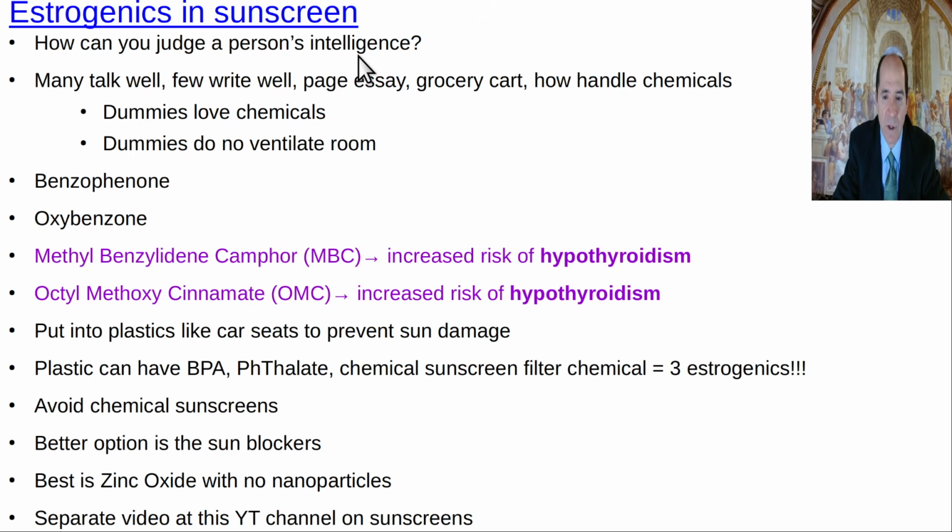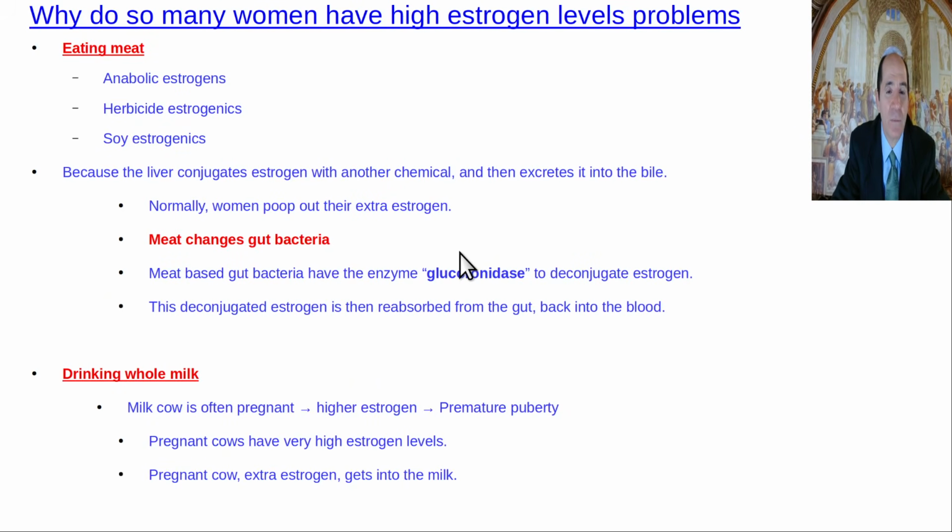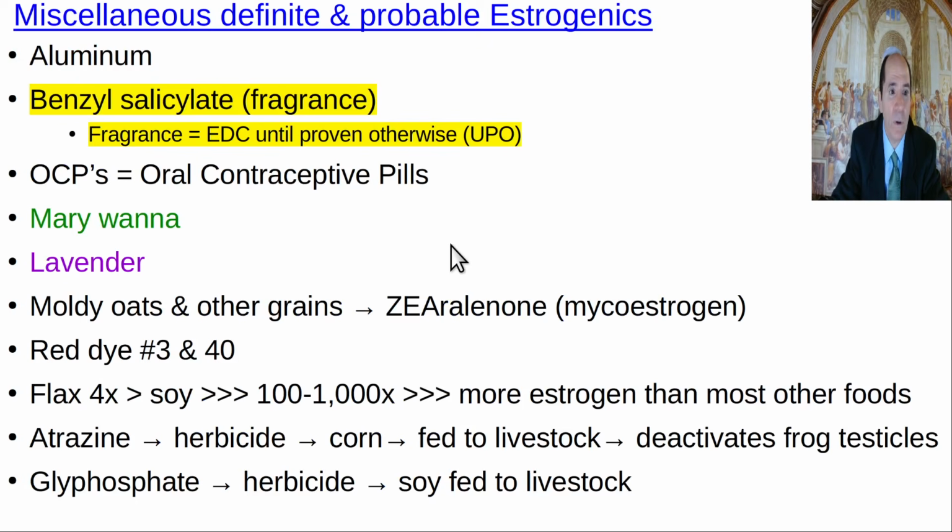Okay, stay away from sunscreens. In general, you don't want to rub any lotion on yourself. Okay, and what did Rodney Dangerfield say? There's a fine line between rubbing lotion on yourself or rubbing yourself with lotion. Okay, I messed up the joke. But yeah, forget about all these lotions and skin creams. They've all got estrogens in them. Why do so many women have high estrogens? Well, for the same reasons we just talked about.